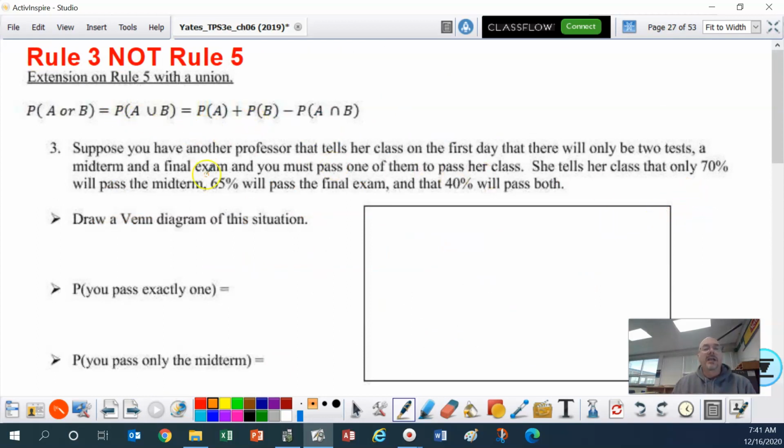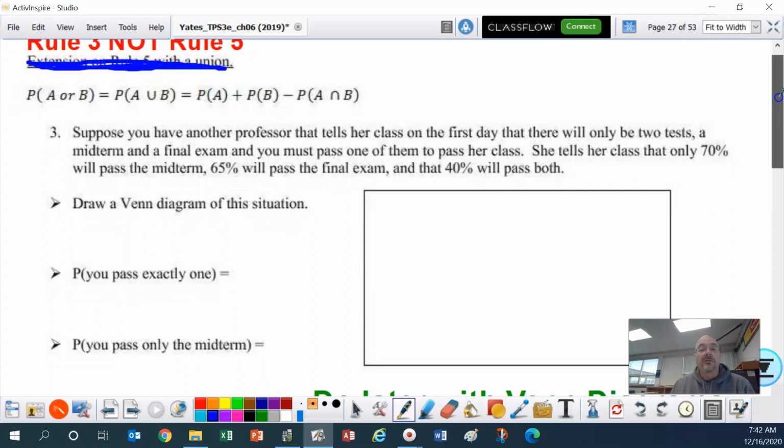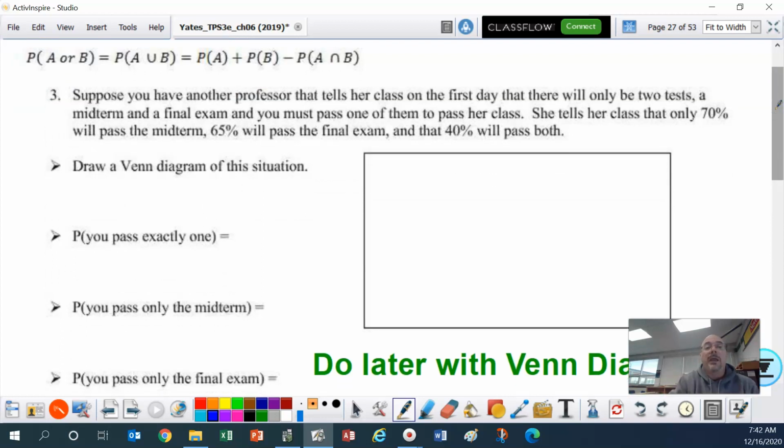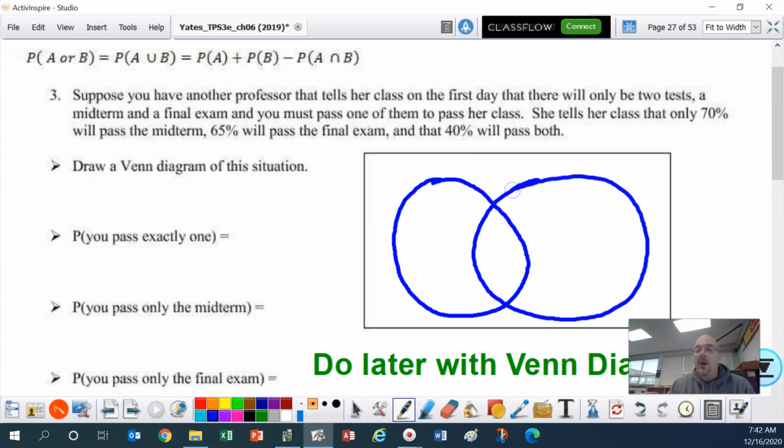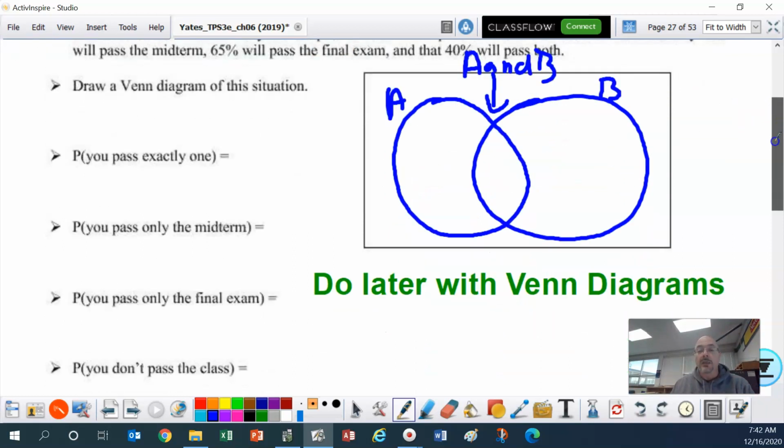All right, so this is actually rule number 3, not number 5, so I'm going to cross that part off. There we go. Remember I had talked about an extension for rule number 3, A or B, when the two are overlapping each other. To keep on task with this lesson, ladies and gentlemen, I'm going to hold off on this one. This is my A, this is my B, and this is my A and B. I'm going to wait to do this problem until later, because I don't want to do the Venn diagrams quite yet. So let's go down here.